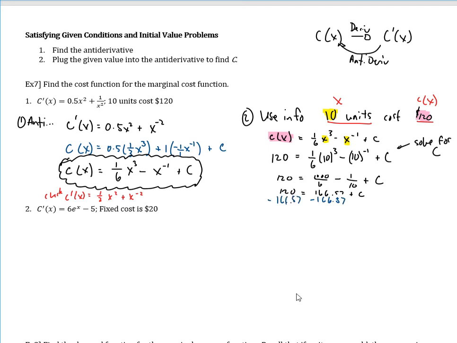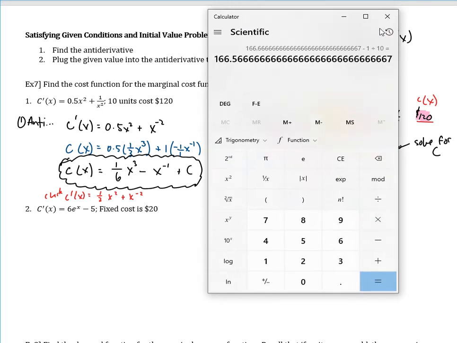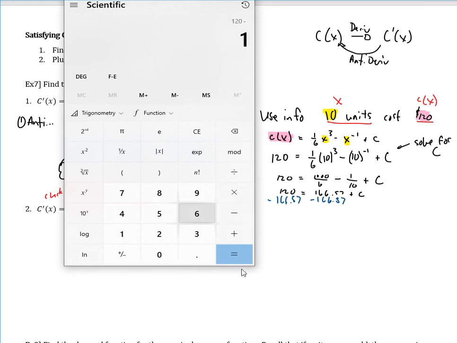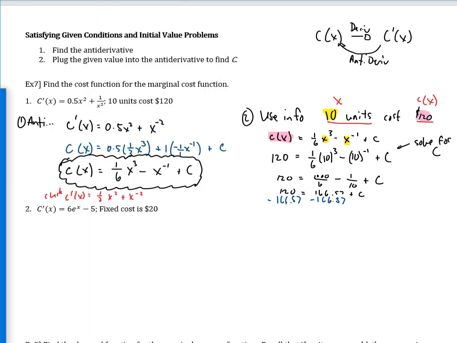Okay, and let me use the calculator one more time here where I've got it on my other screen. Okay, so I want to do 120 minus 166.57, and it gives us negative 46.57. Okay, so we just found our C. So our C is negative 46.57.